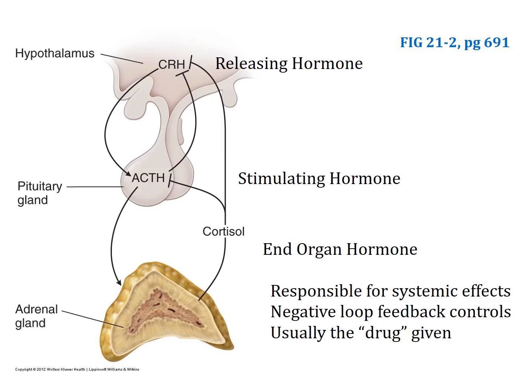Now, the end organ hormone, that final hormone in the series of three, is able to shut off its own stimulus and release by feeding back. So in this instance, we're looking at the hypothalamic pituitary axis for the adrenal gland. And one of the primary hormones coming out of the adrenal gland is cortisol. So that's considered the end organ hormone.